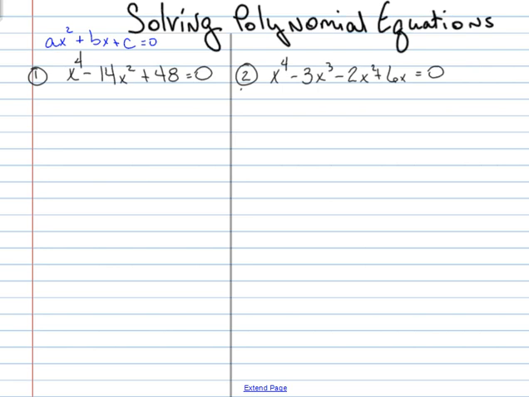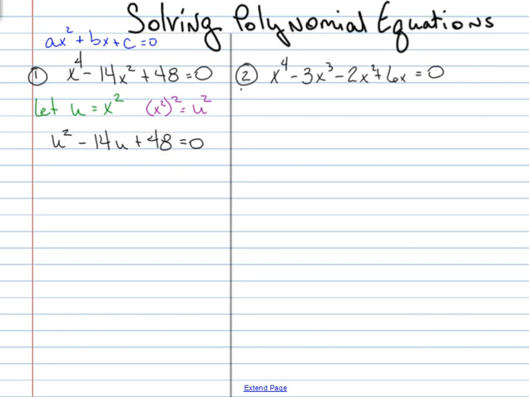So what we're going to do is I'm going to come in here and say, let u equal x squared. And when I do that, and I replace that back into my equation, I now have u squared minus 14u plus 48 is equal to 0. And I have that because x squared squared would be the same thing as saying u squared.